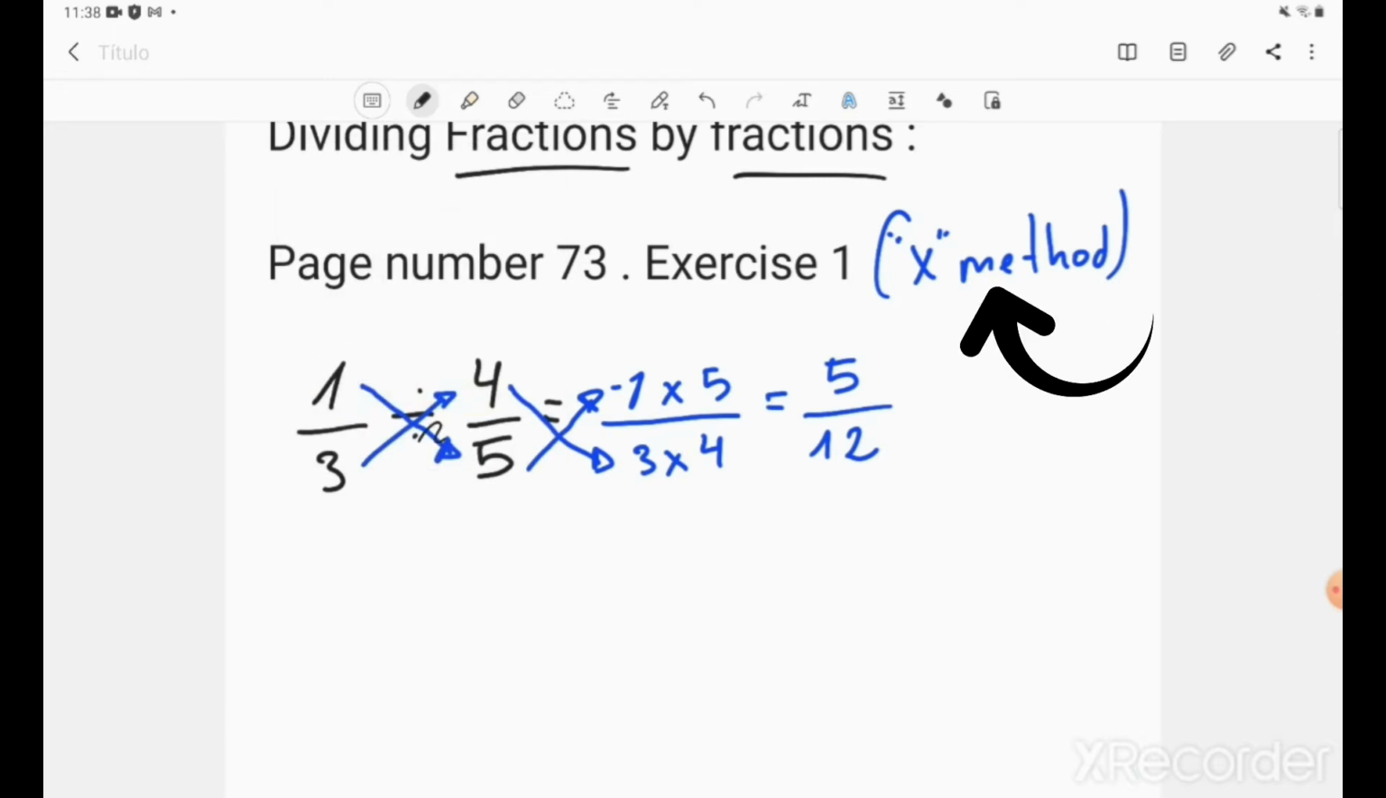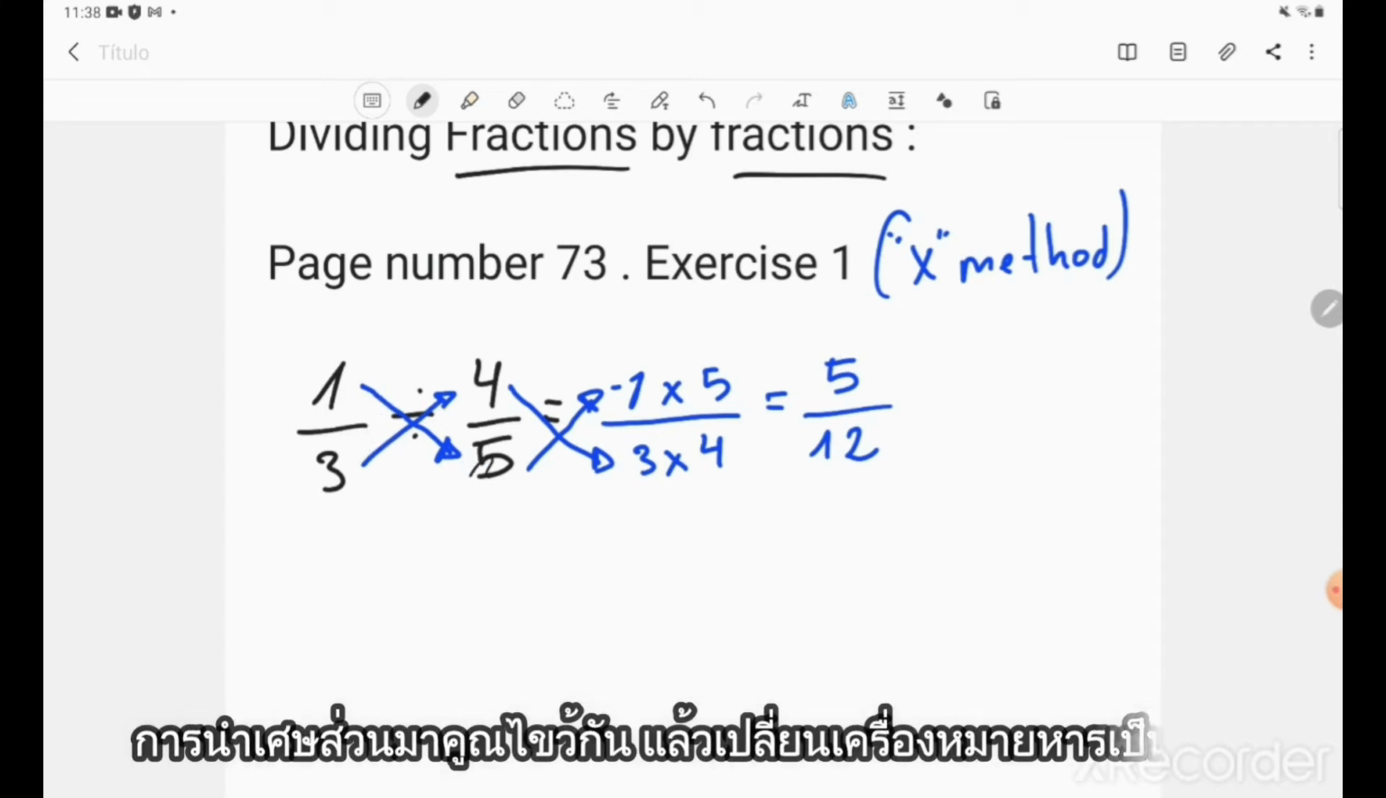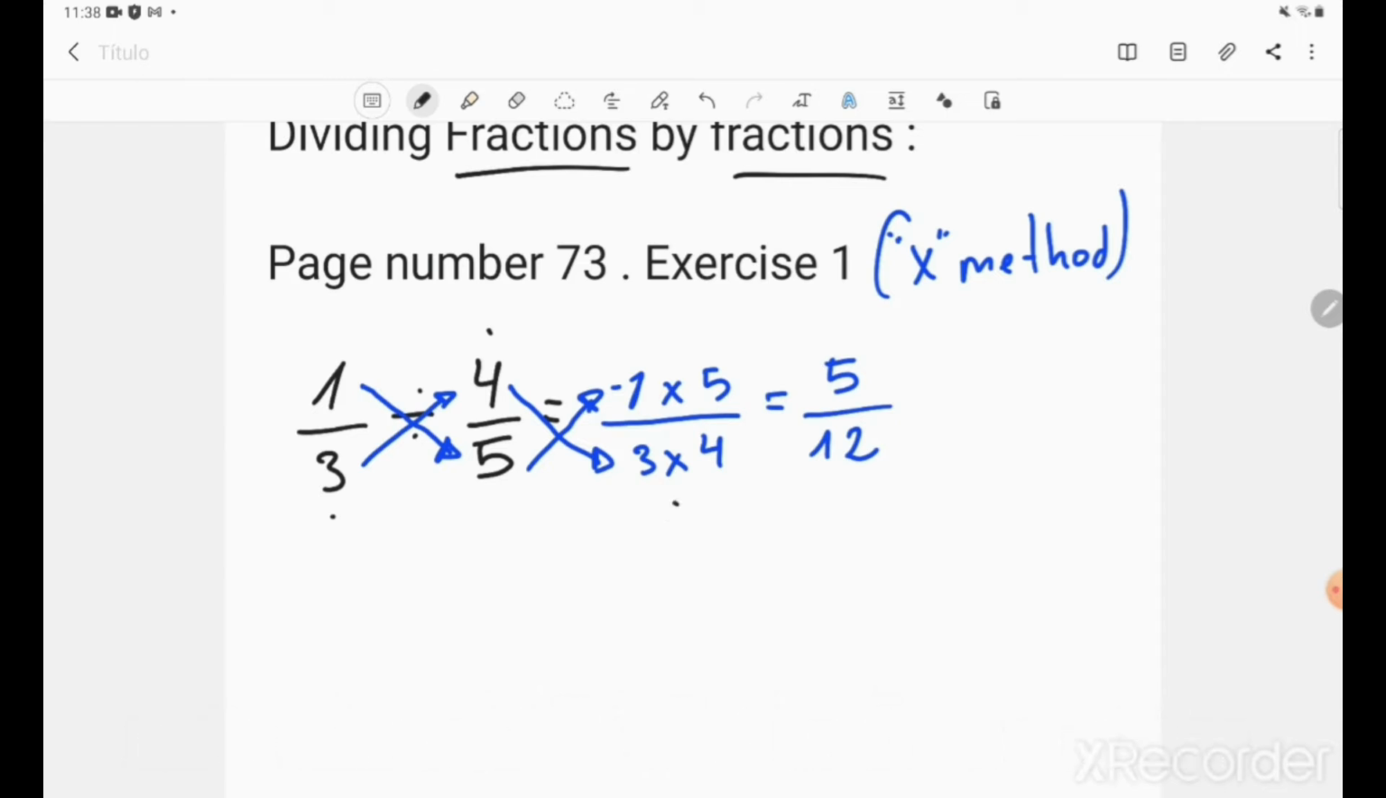To divide two fractions, we need to multiply the numerator of the first fraction by the denominator of the second fraction and write as numerator of the answer. Then we multiply the denominator of the first fraction by the numerator of the second fraction and we write as denominator of the answer. Okay, so let's see more examples.